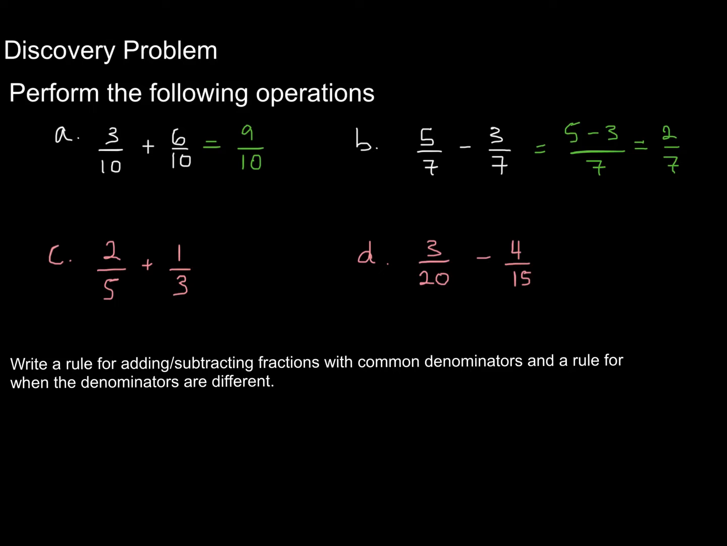All right, the problem that we run into with C and D is that the denominators are different. And to clearly illustrate this, we could draw a picture of 2/5 and a picture of 1/3 and see what happens when we try and add them together. So to do that, consider a number line. So we'll have two number lines. The first one will represent 2/5.